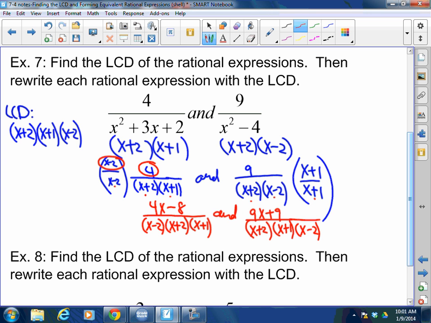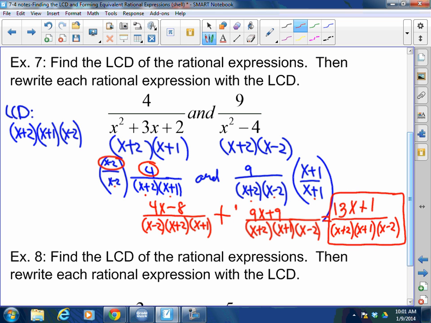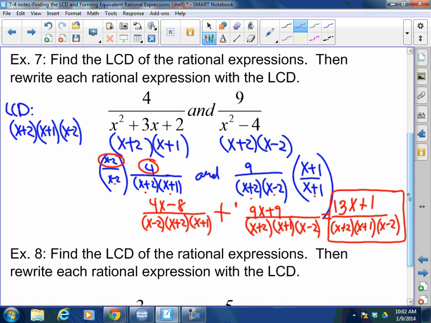Now at this point, I can add the numerators together and I have my LCD already. So the answer would just be adding the top. If I was adding these together, my answer would be 13x plus 1 over x plus 2, x plus 1 times x minus 2, because that's my LCD that I have already found and converted. But for today's lesson, you just have to go to the setup. You don't have to add them together.